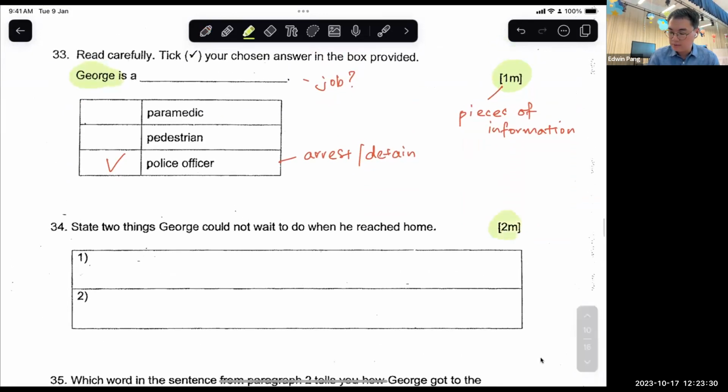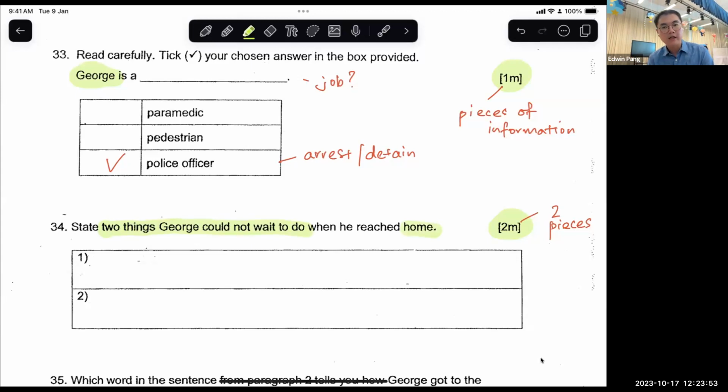So question 34. I'm now looking at the marks. There's 2 marks, so how many pieces of information? Show me with your fingers. 2. So I'm looking at 2 pieces of information here, right? Again, 2 things that George could not wait to do when he reached home. I'm highlighting the keywords here, okay?